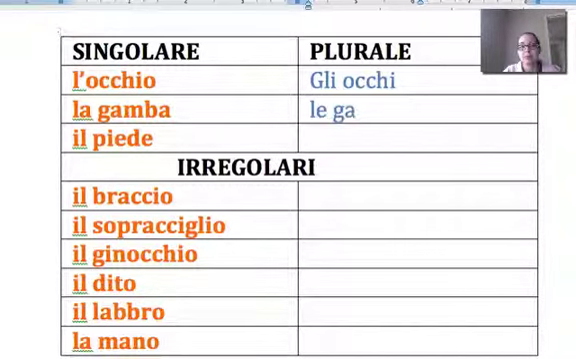With la gamba, we have la, we need to make that into a plural. La becomes le. And finally, with the last letter, A always becomes E in the plural, le gambe. Finally, we have il piede.